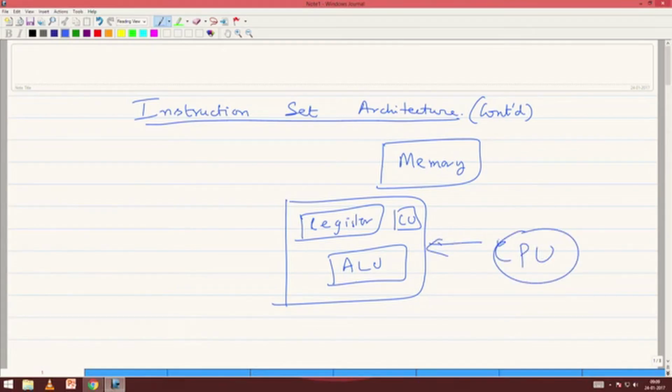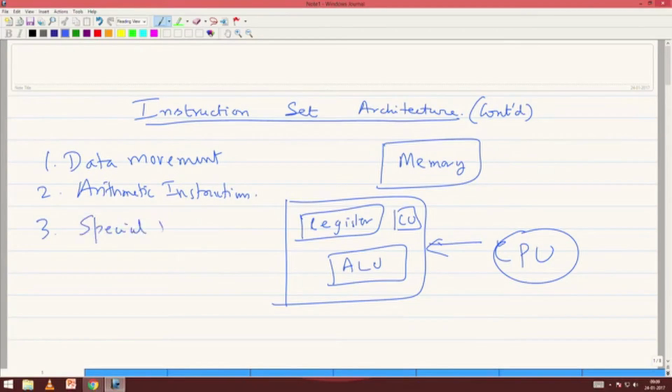The types of instructions could be, one of the important ones, data movement instructions. I move data from memory to register, register to memory, etc. The second would be arithmetic instructions, like your add, subtract, etc. Then there are certain special instructions.